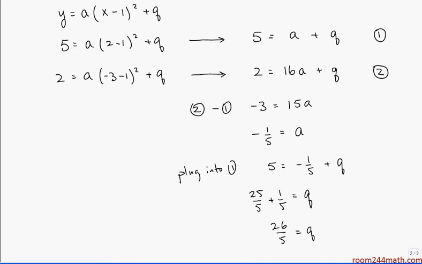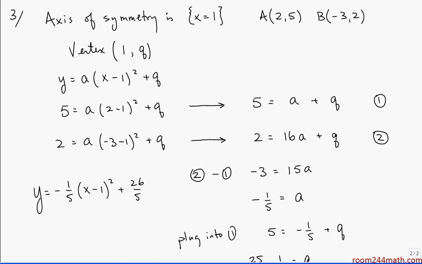Doesn't really matter if I write q as a common fraction or a mixed fraction, but now I have everything. I've got my p, which was easy. I've got the q, and I have a. So I can write the equation of this parabola: y equals negative 1/5 (x - 1) squared plus 26 over 5. So it's facing down. That leading coefficient is negative, and you can pull out a piece of graph paper if you like, and sketch this just to make sure it makes sense, that it should actually be facing down.